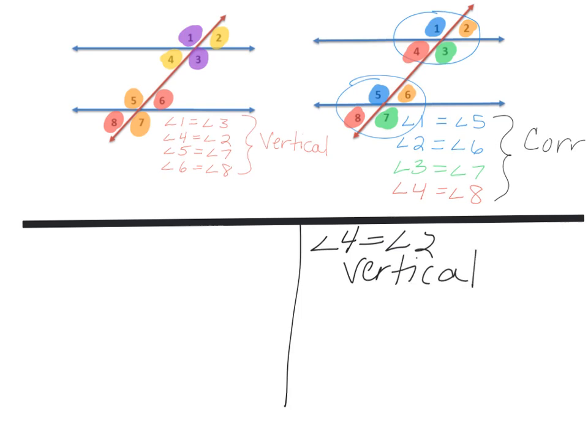And I can tell on the other side, let's see, that angle 4, so we said angle 4 and 2 on this side. So 2 and 6 we can see are equal because they're corresponding. So angle 2 equals angle 6 because of corresponding angles.